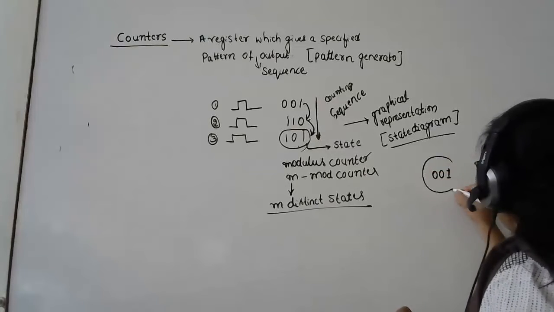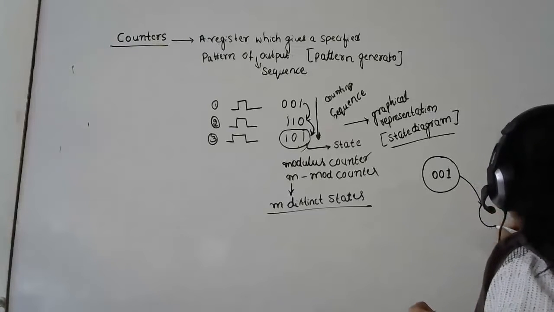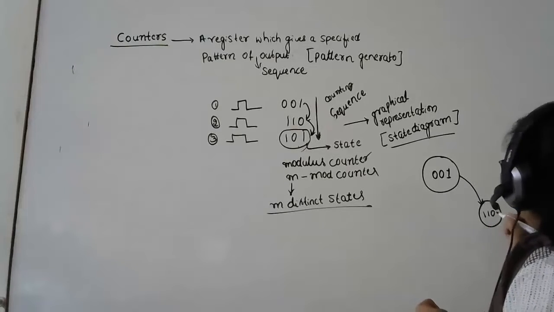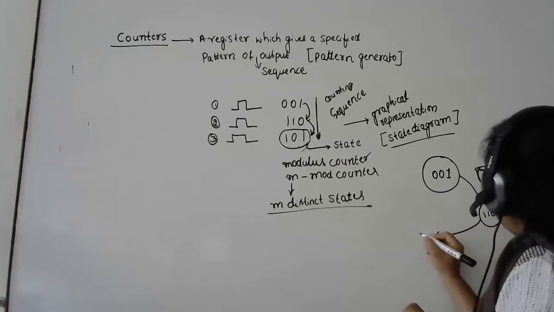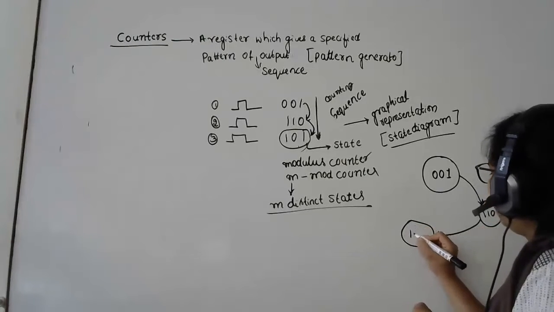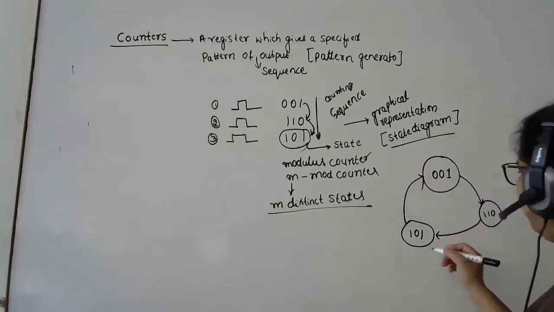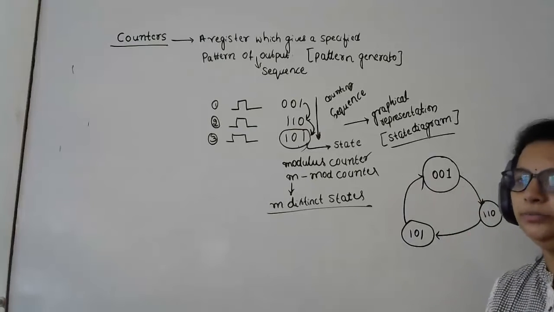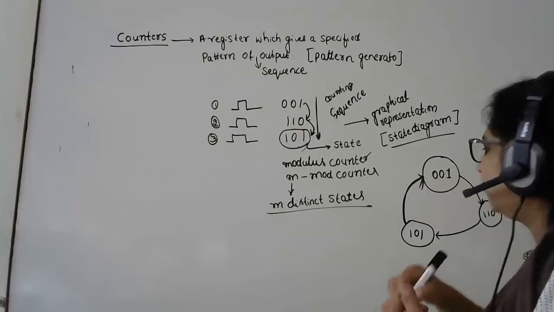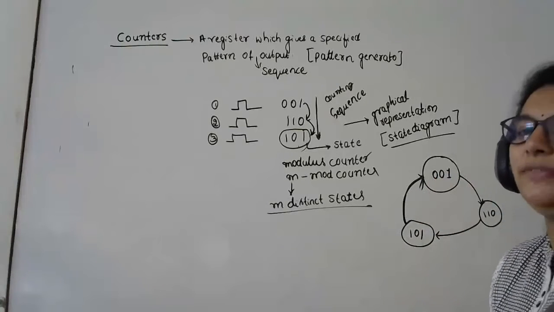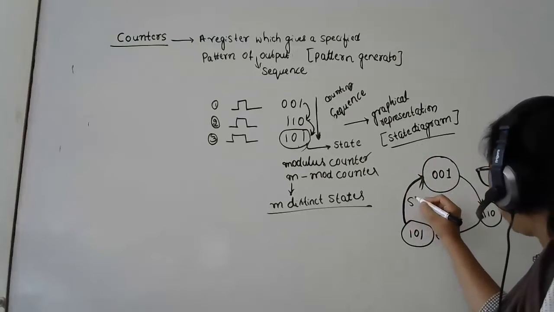0, 0, 1 is my first sequence. I put one round to this. Then from here I'm going to the next sequence, which is 1, 1, 0. So this is where this comes. Then from here I'm going to the next sequence, which is 1, 0, 1. From 1, 0, 1, it will be actually always like this. From 1, 0, 1 again it goes back. Okay, so this is how the sequence goes. So now this graphical representation, what am I having? I call this a state diagram.